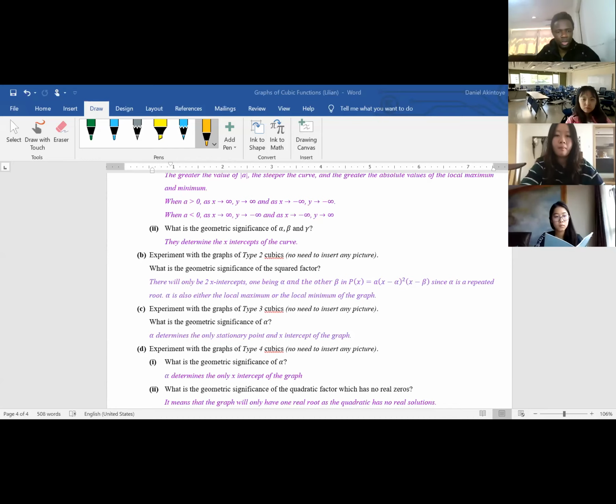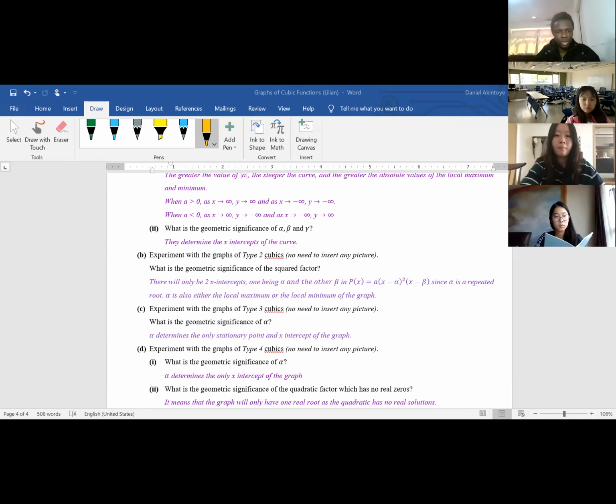I would say the quadratic factor with no real solution ensures that the graph doesn't touch at any other point, because the focus is on the quadratic factor. The focus is not on the x minus alpha part. There are two different questions. I hope that makes sense to us. Remember, the question is talking about the quadratic factor.